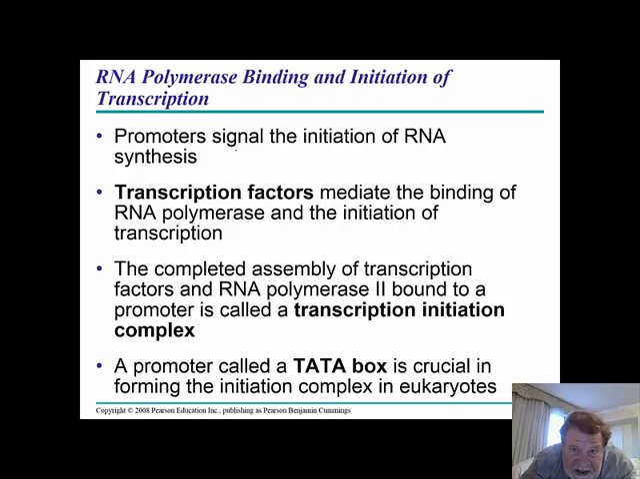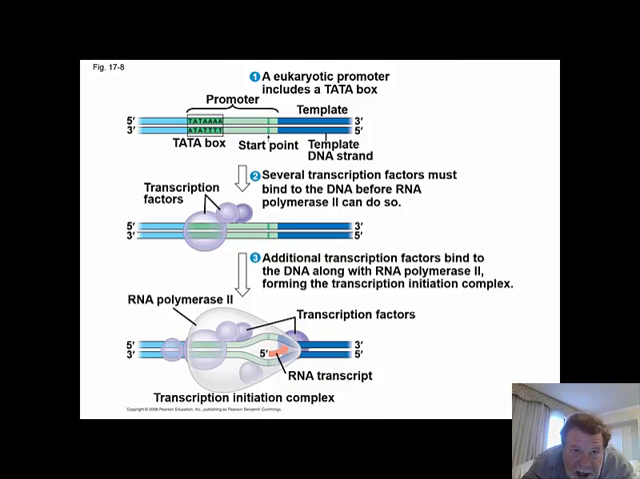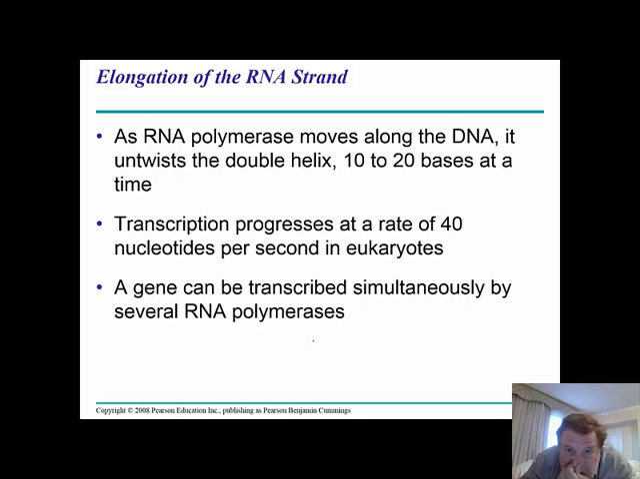The promoter signals initiation of RNA synthesis. We have transcription factors which mediate the binding of RNA polymerase at the initiation of transcription. The completed assembly of transcription factors and RNA polymerase II bound to the promoter is called a transcription initiation complex. The promoter includes what is called a TATA box, and it's critical that you know what a TATA box is. What we would see here is that RNA polymerase binds on this. This is the actual start point, which is a bit above the AUG start site. There's some information that's required here that we know of, but it's going from the 5' to 3' direction.